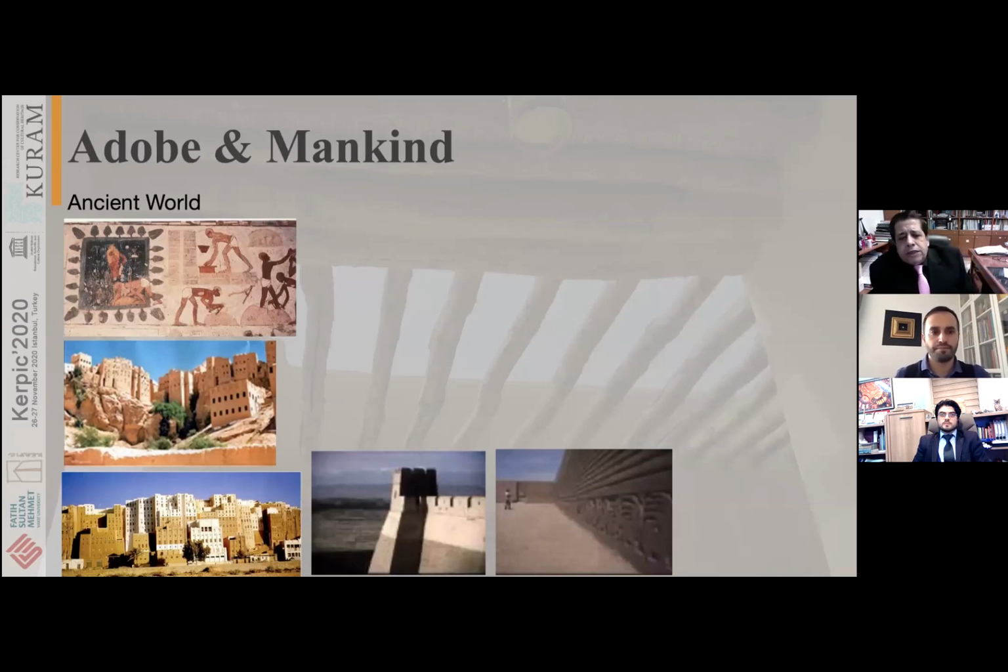Adobe is one of the materials that have been used since the beginning of humanity. In all religions, man has been created from mud. So it has been a material that has been used since prehistory or ancient times, in ancient Egypt, in ancient Mesopotamia, and South America, and so on. It's available, it's cheap, it's easy to use, and it's fun to work with.